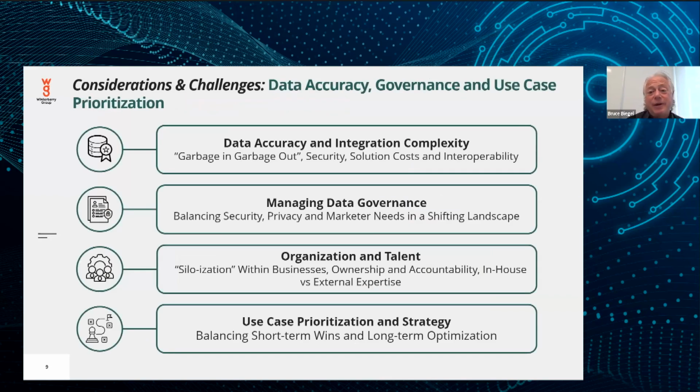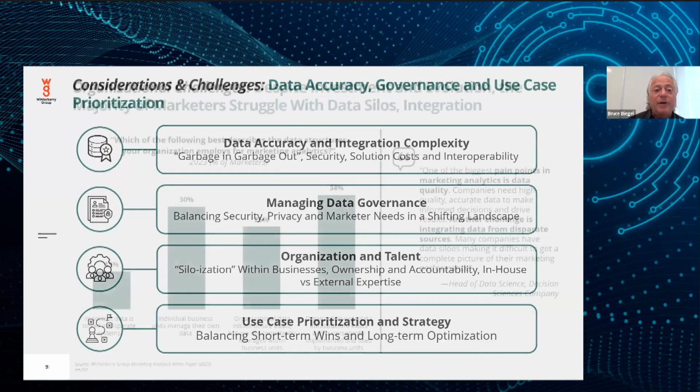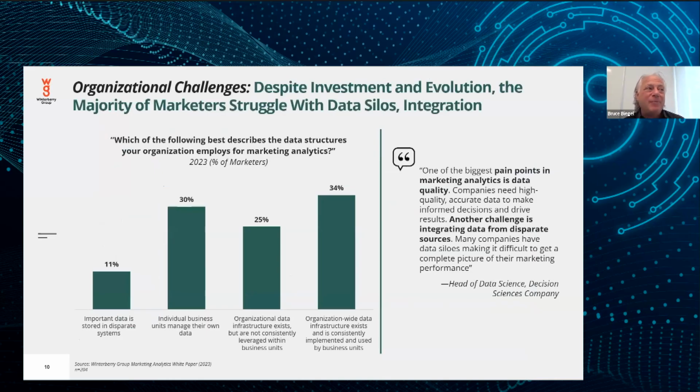Data accuracy and the complexity of integrating all those tools, managing data governance, having the right organization and talent, and getting your use cases prioritized. You know, things that we think about as we approach what should we have as a brand or as a provider. And probably the biggest challenge is data silos. Like, you go into an organization, they don't know where their data is. So if you can solve for that one, that gives you your best chance of being able to leverage marketing analytics.